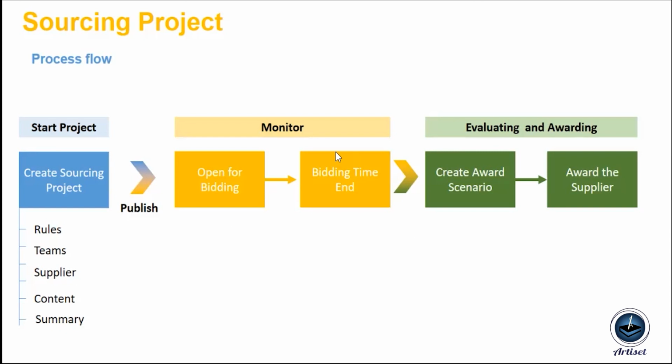Once the supplier bids their proposal within the defined timeline which we set during the rules setting, then we can create an award scenario. It can be done automatically or manually, and we can award the suppliers based on the percentage of quantity that we want to give. Some lots to some suppliers and some lots to a different supplier. That provision is there in Ariba.